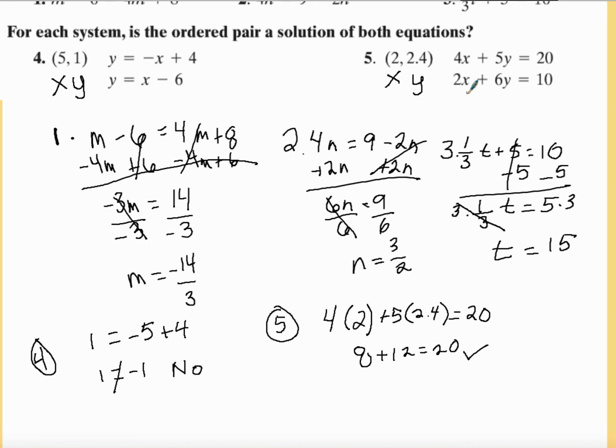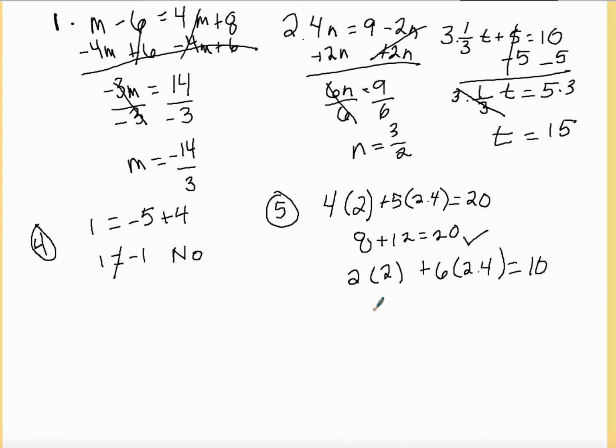So the second equation says 2x plus 6y is equal to 10. So 2x plus 6 times y is supposed to equal 10. We'll see about that. So 2 times 2 is 4. That's great. But 6 times 2.4 is actually 14.4. And 14.4 plus 4 does not equal 10. So again, this one was not a solution. That is not a point that worked for both of those equations. That is not the point where they intersect.